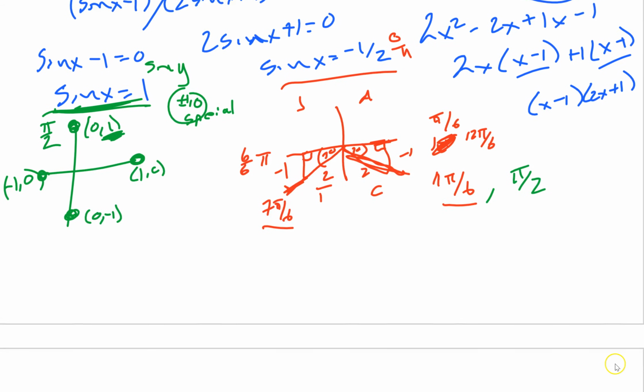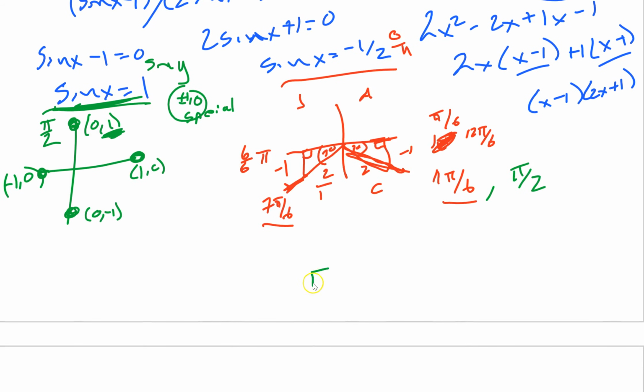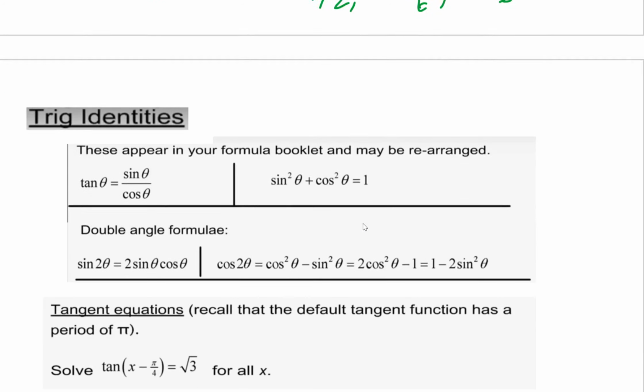And those are my three answers. Pi over 2, 7 pi over 6, 11 pi over 6. Again, IB doesn't care if you do degrees, which would be 90, 210, and 330. Either way is fine. And if that wasn't tough enough, let's go a little bit tougher.